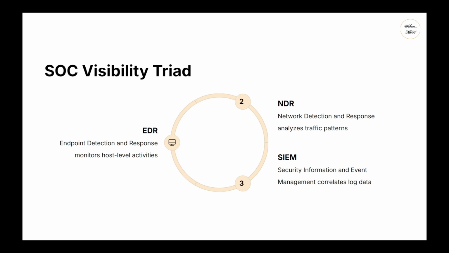And finally, we have SIEM, or Security Information and Event Management, which acts as the central hub. It collects and correlates logs from across the infrastructure: network, endpoint, application, and more. SIEM helps analysts detect patterns, generate alerts, and maintain compliance by providing a unified view of security data. Together, these three pillars form a layered defense strategy, giving SOC teams the visibility they need to detect, investigate, and also respond to threats more effectively.